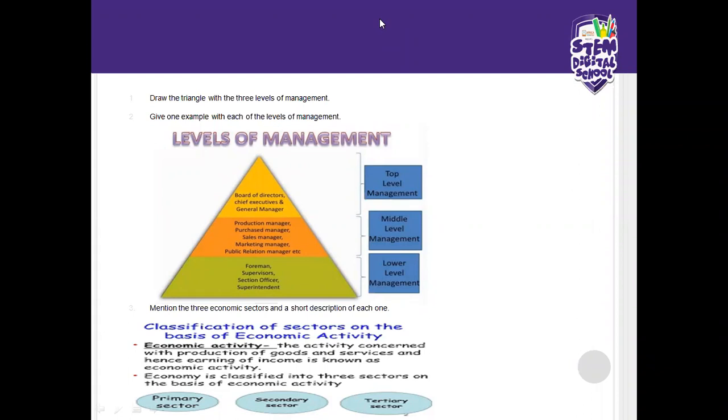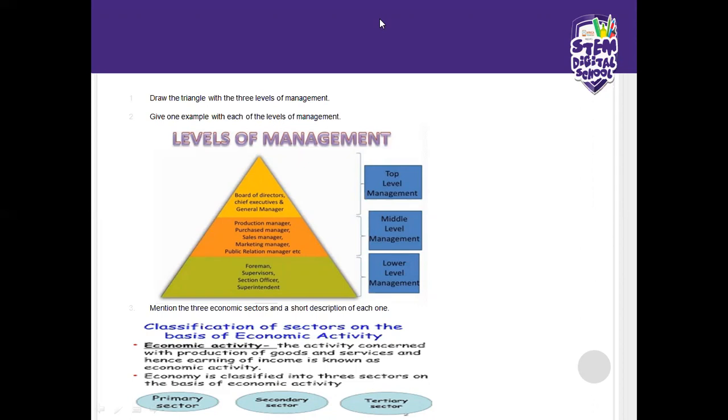I'm thinking of human resources manager. And then with the lower level, you can say foreman, supervisors, section officers, superintendent. Even if you just write the workers, then you can accept that. So there's another 3 marks because you need to mention one example with each one. Okay, so it's another 3 marks for the examples.